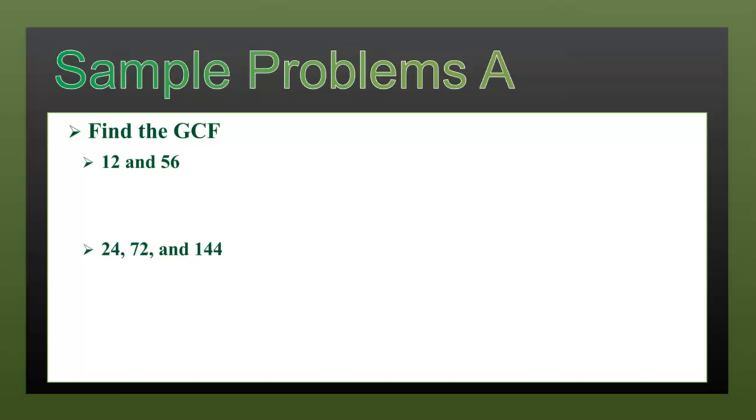So simple problem A, find the greatest common factor of 12 and 56. Now, are these the only two methods you can use? No, you can use other methods as well. You could actually write out all the factors of them if you want to. So for this one, let's do 12 and 56. So if I did all the factors of 12, factors of 12 would be 2 times 2, which is 4, and 4 times 3 is 12.